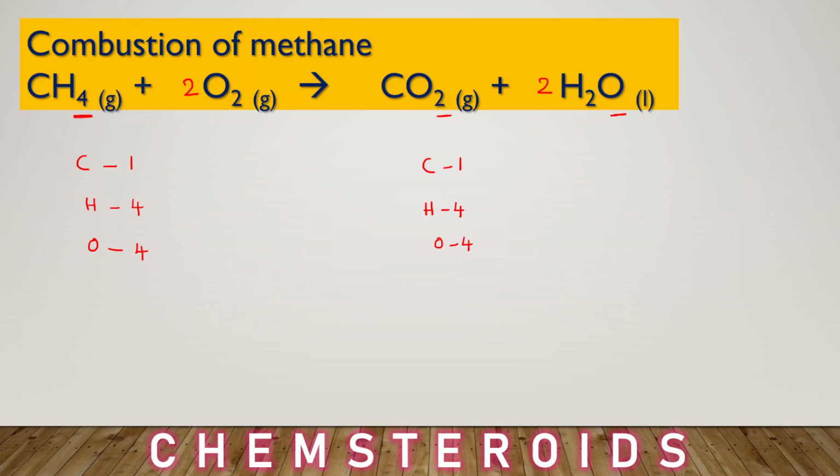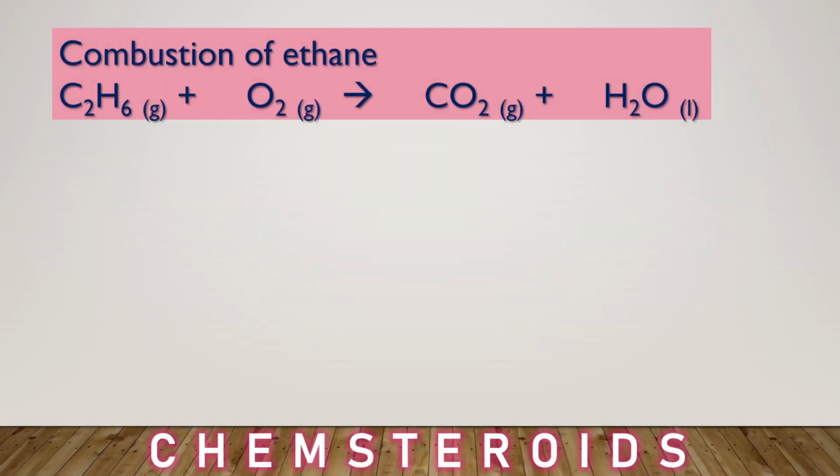Let's see balancing of combustion of ethane. Here the carbon is no more 1. Instead, on the left side the carbon number is 2. So what is the number of carbon? The same number of carbon should be there on the right side. So write 2 over here. So 2 carbon. Now the carbon is balanced on both the sides.